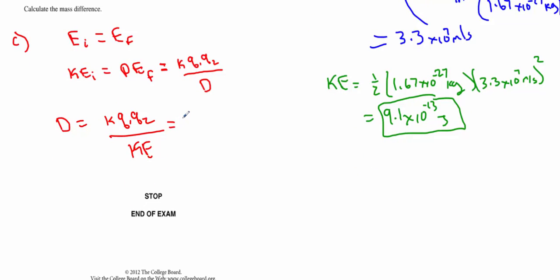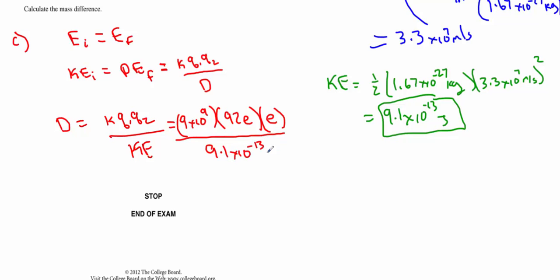So we're going to say it's K, which is 9 times 10 to the 9, times the charge of the uranium nucleus, 92 elementary charges, times the charge of one proton, that's one elementary charge. I'm going to divide that by the 9.1 times 10 to the negative 13 joules. We can simplify this as 92e squared, or 92 times E again. It doesn't really matter. E is 1.6 times 10 to the negative 19 coulombs.